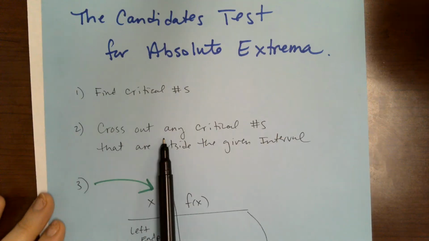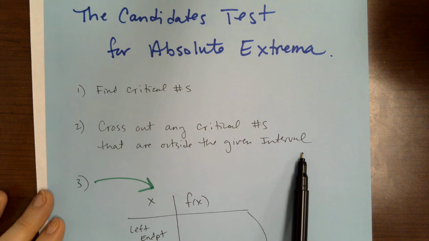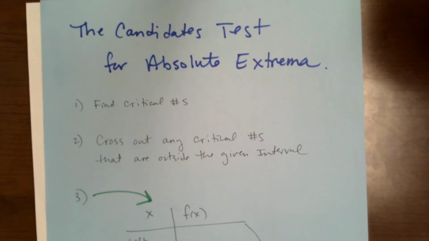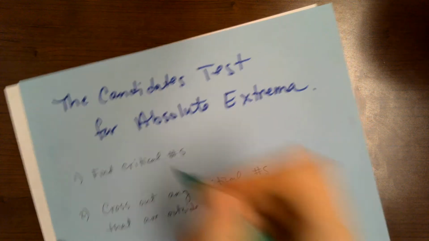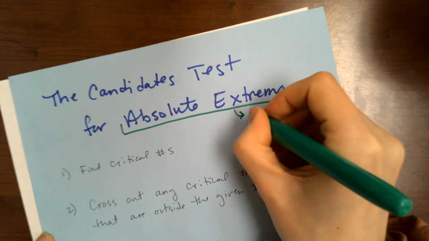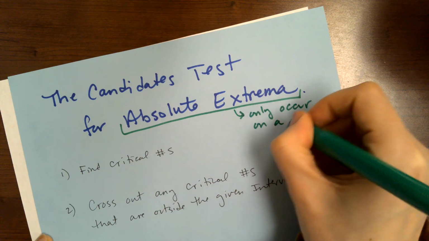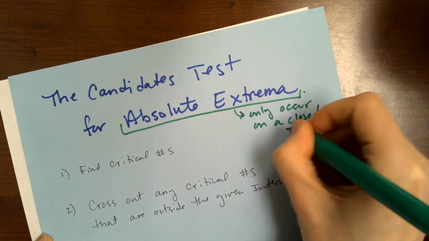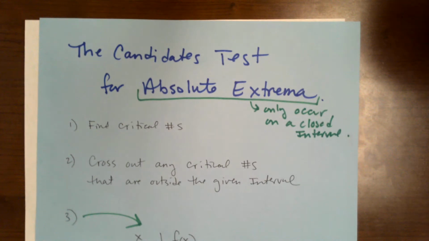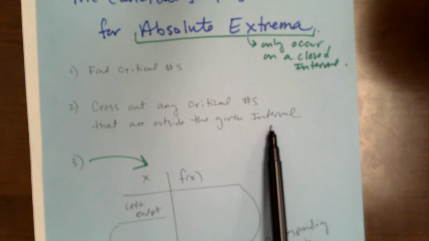Then we're going to cross out any critical numbers that are outside of the given interval. Absolute extrema have to occur on a closed interval. Actually, absolute extrema only occur on a closed interval. They only occur in a closed interval. So then we're going to cross out any critical numbers that are outside of the given interval.